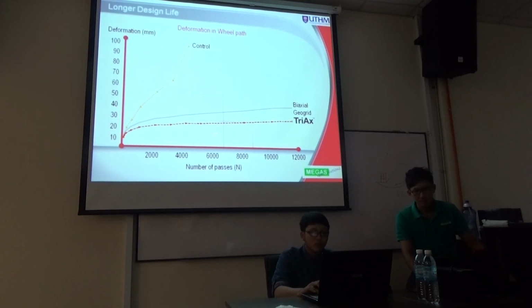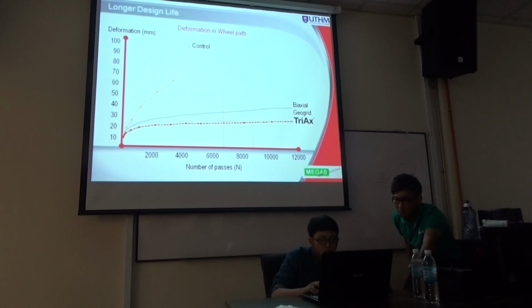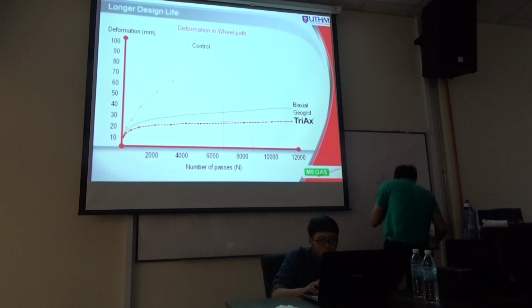And then you can see, after they plot out the result, let's say we take 6,000 passes to compare. At 6,000 passes, the test run with the triax records less than 30 mm. Sorry, it's 20 mm. And with the biax, it's almost about 30 mm. So you can see the improvement with the triax as well.